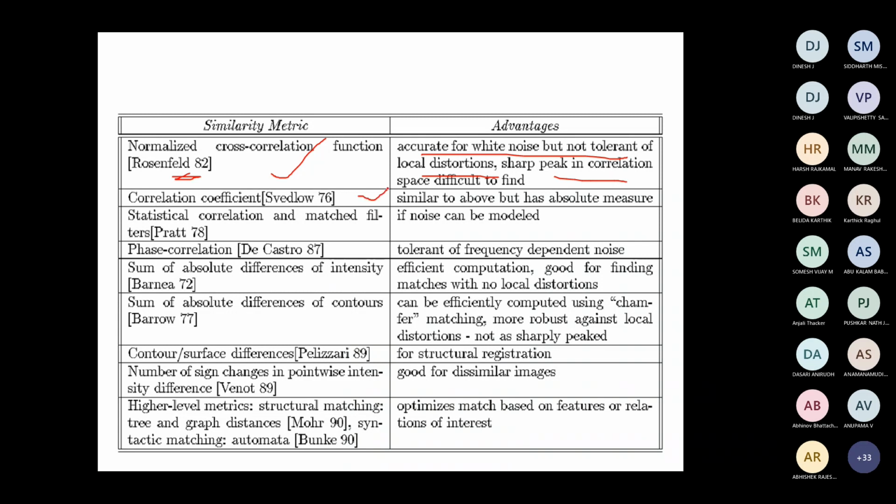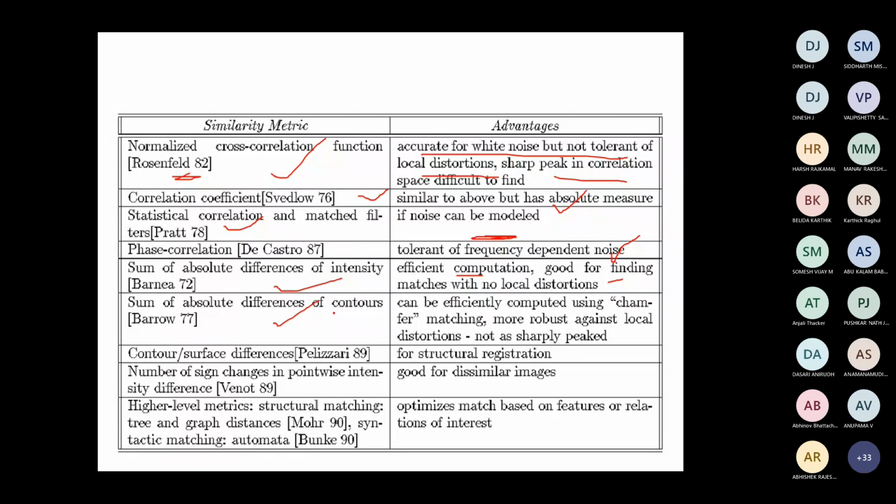The correlation coefficient is similar to the above, but has an absolute measure. Then statistical correlation and matched filters: if the noise can be modeled, then it is an advantage. Phase correlation is tolerant of frequency dependent noise, which is an advantage. Sum of absolute differences is efficient and good for finding matches with no local distortion.